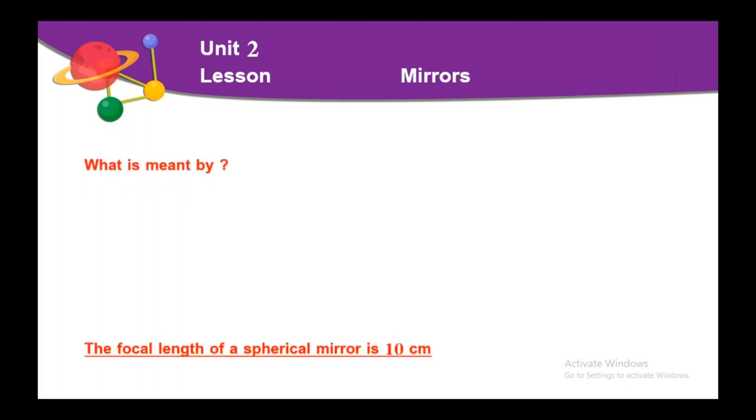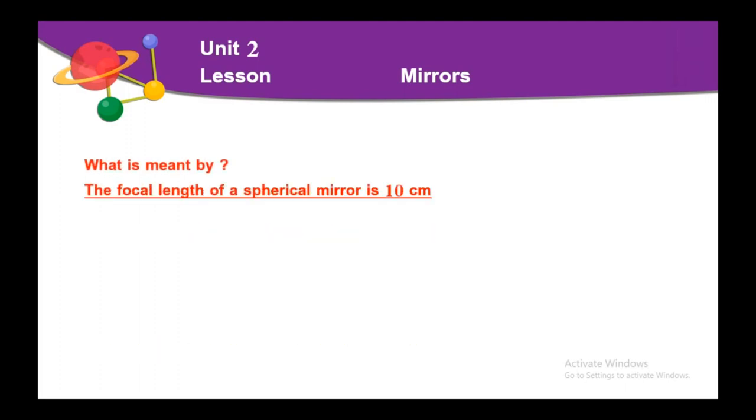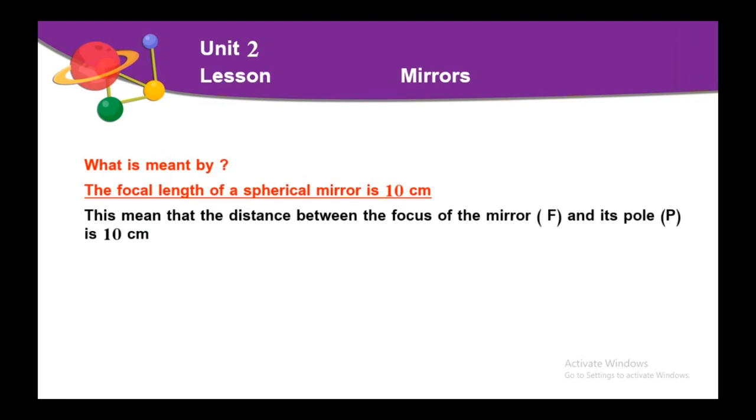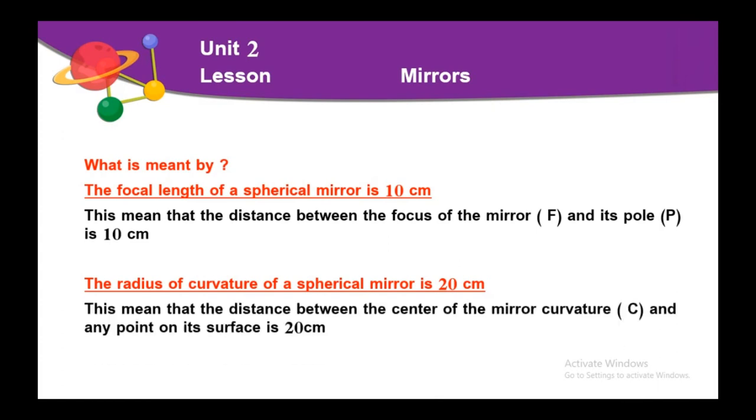What is meant by a focal length of a spherical mirror of 10 centimeters? This means that the distance between the focus of the mirror and its pole is 10 centimeters. The radius of curvature of a spherical mirror equals 20. This means that the distance between the center of the mirror's curvature and any point on its surface equals 20.